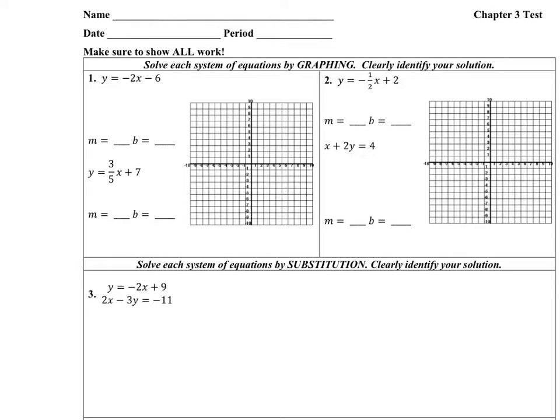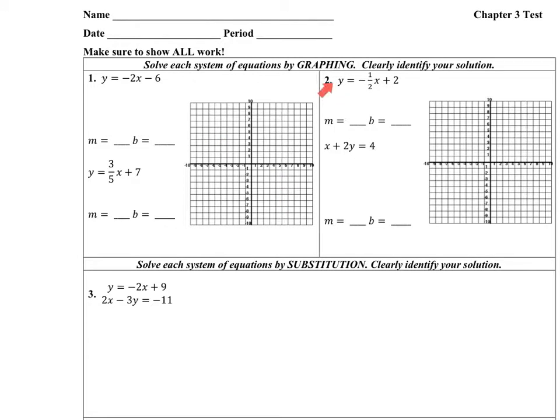On 1 and 2, you're going to solve these by graphing. All you have to do is plot the lines, and wherever they intersect, that's our solution. Make sure you identify the m and the b for each one of these. Number 1 is all great and warm and fuzzy. Both of these are in slope-intercept form, y equals mx plus b, so it's all set up for you. Just identify and graph your lines.